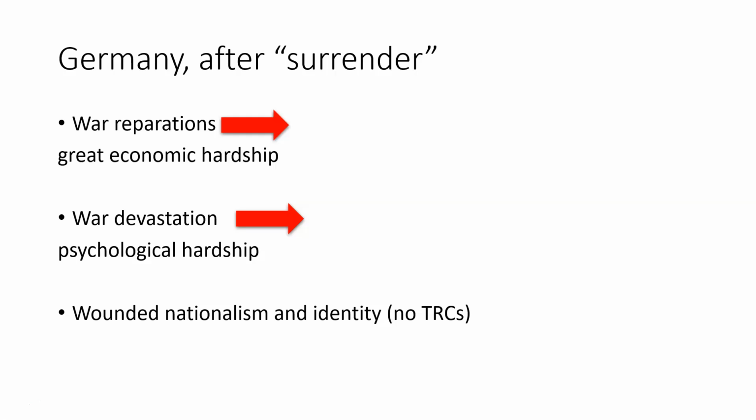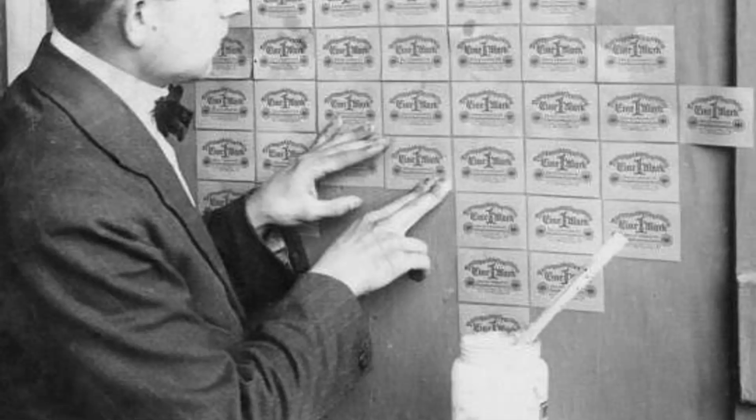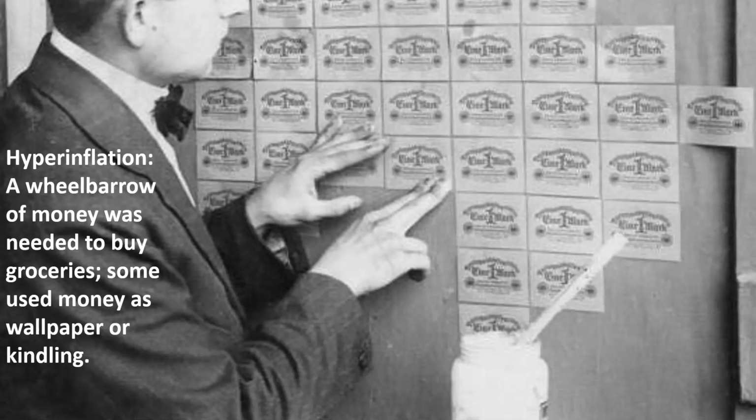There was no Truth and Reconciliation Commission, for instance, after the war to help people reconcile with what was going on. So what happened? Hyperinflation. For instance, a wheelbarrow of money was needed to buy groceries. Money was so worthless, some used money as wallpaper or for kindling. Can you imagine that? Can you imagine how that would make a people feel on top of what they perceived, that they were a militaristic culture? They perceived great humiliation for losing the war.